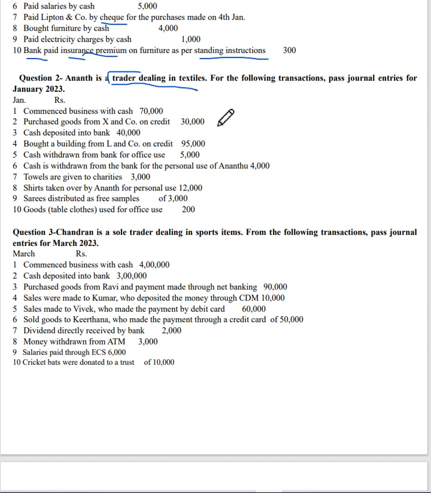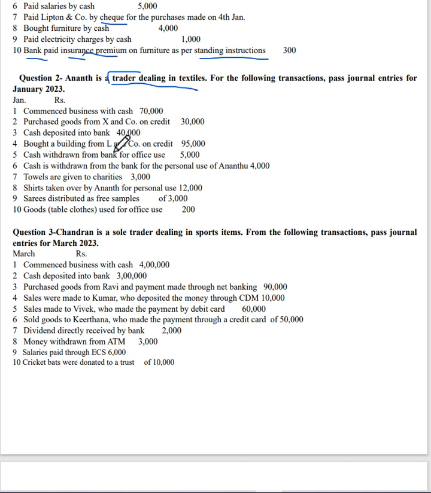So when the liability is increasing, as per the modern accounting rule, you think and record the transaction for the purchase account and X and company account. Next, cash deposited into bank. Cash is being deposited into the bank. So cash in your hand is reducing and the cash in the bank is increasing. Those two, the cash account and the bank account, are both asset accounts.